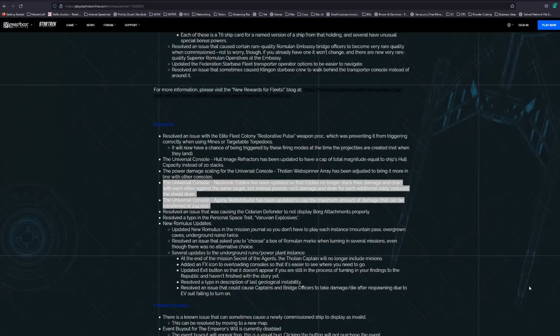I understand games have to balance things, especially if they're broken or whatever it may be. So what they did, and I'm just going to focus on these two particular consoles. There's two other ones that I think are pretty significant, but we'll talk about why that's not included in what I'm going to rant about. So the Agony Redistributor and the Neutronic Eddy console from the Weathership have both been nerfed pretty severely.